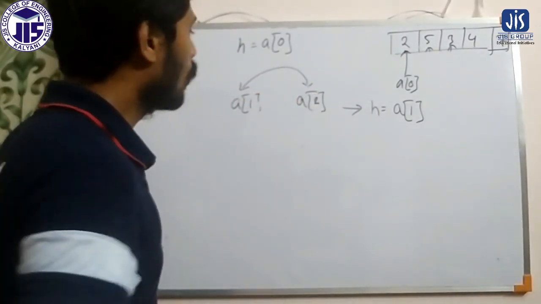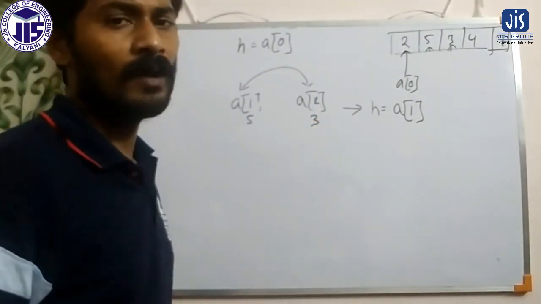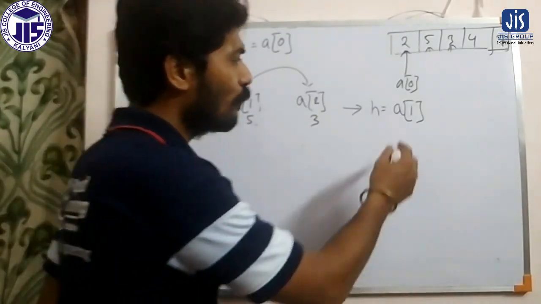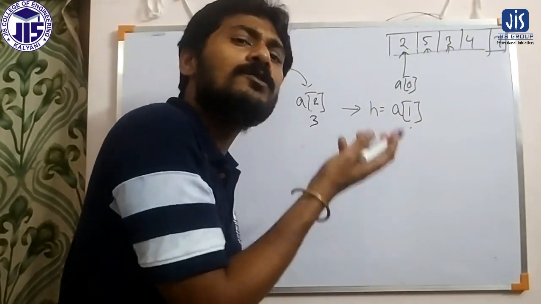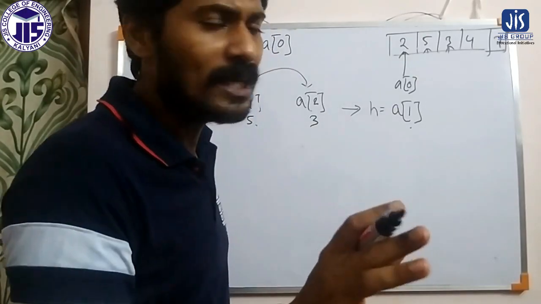A1 and A2. So what is the value of A1? 5. And what is the value of A2? 3. So which one is highest? A1 is highest. What is the value of h? A1. So already the highest value is present in the h variable, so we need not change anything.